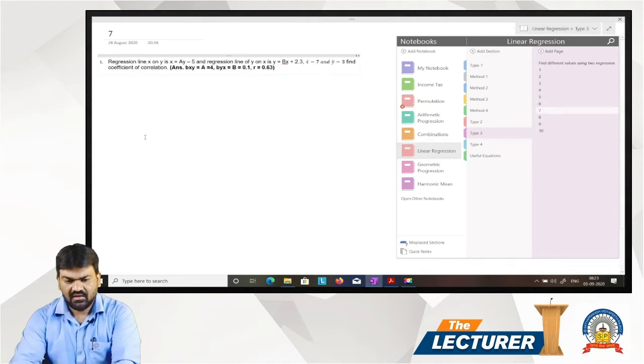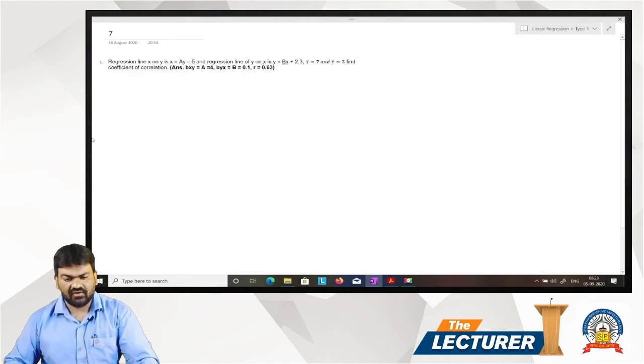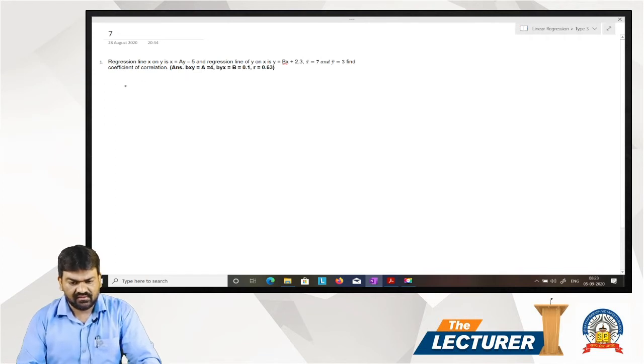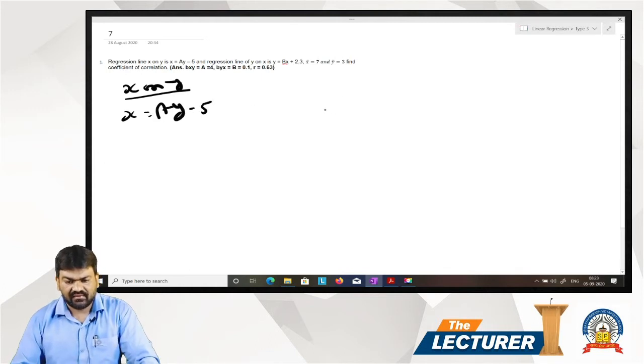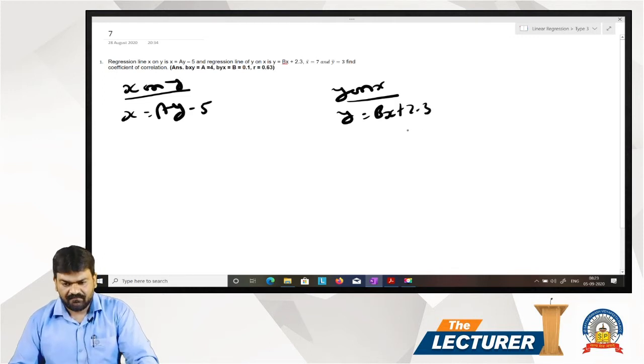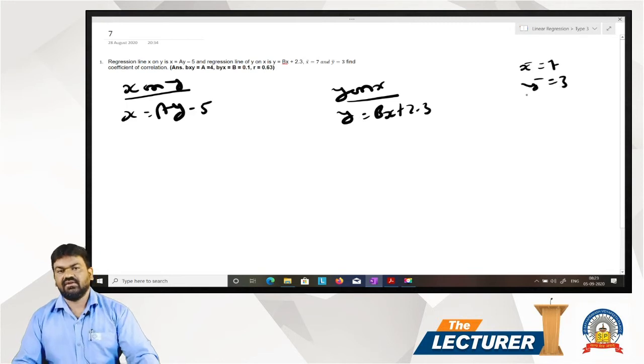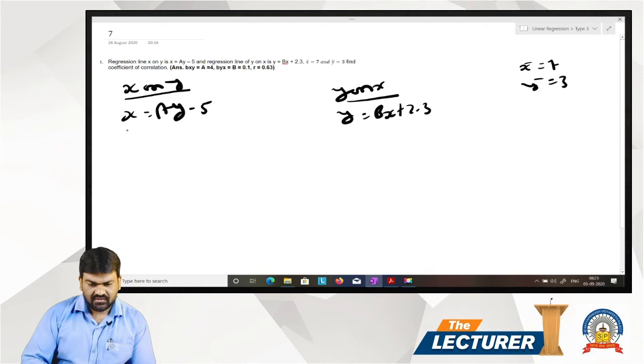7. Regression line of x on y is, this is x on y, x = ay minus 5. Regression line y on x, this is y on x, y is equal to bx plus 2.3. X bar 7, y bar 3. Find the coefficient of correlation. X bar and y bar are given here.